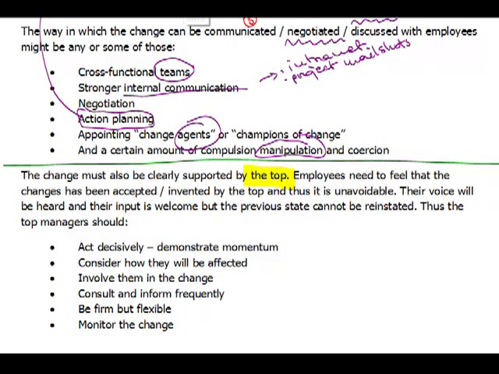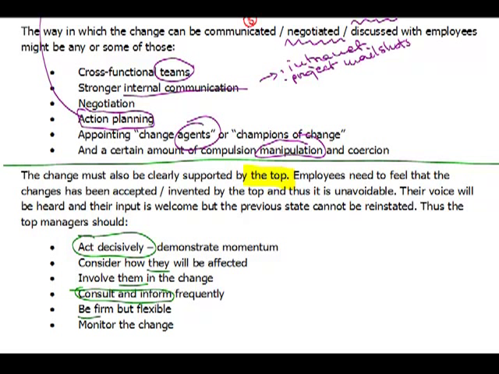So that is why you have those steering committees with top executives sitting on them, and they should act decisively. They should show they know what they're doing, because otherwise no one else would believe it. Now they need to consider how employees will be affected. They want to involve employees in the change, and they need to consult and inform frequently. In your organizations, you might have probably received an email or two from someone you don't even know, but you know that person is sitting at the very top, and that person will give you an update on project X. That's how you consult and inform frequently, and that's how you show the involvement of the top executives.